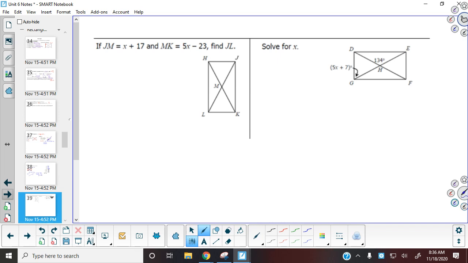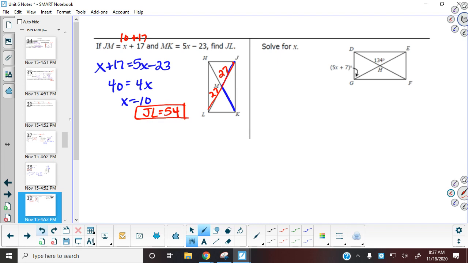Okay, so when we look at this one, we have JM given to us, and we have MK. We know that those two are equal, so we just set them equal. That's going to be 4x here, 40 on this side, and so we get an x value of 10, but it doesn't ask you for x, it asks you for JL. So we are going to plug in our value for JM. We get 10 plus 17, which is 27, but that's both of these pieces, so therefore JL is going to be 54.